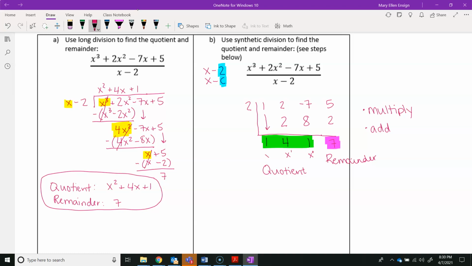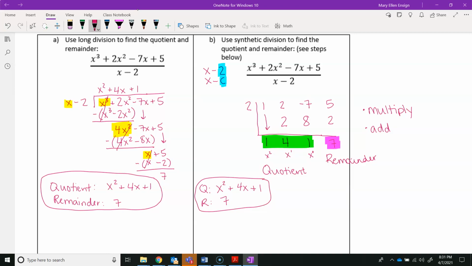This is x to the first. This is x to the second. I'm always going to start with x to the 0 for the rightmost number, and then just count over so I know what the exponents are. So this tells me that my quotient is x squared plus 4x plus 1. And then I have a remainder of 7. Now, how do I know it was plus in here? It's because those are positive. If they had been negative, it would have been minus.